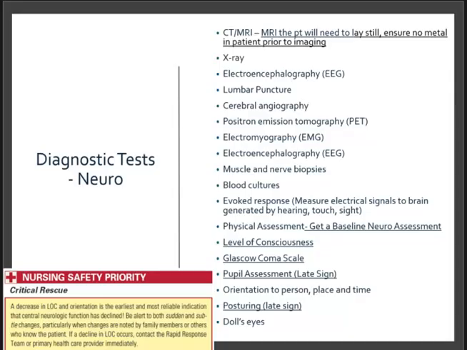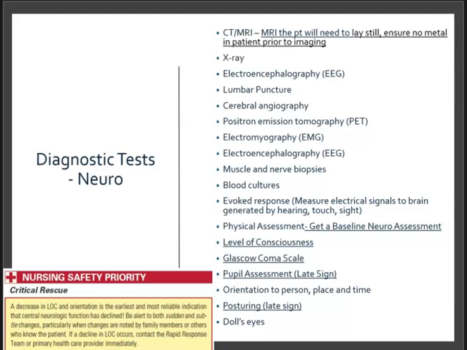So get a baseline neuro assessment. Make sure you're monitoring that level of consciousness. Did they come in alert and oriented, and then within the last hour, they are going more lethargic? The Glasgow Coma Scale is warranted as soon as they walk through that door. We need that baseline Glasgow Coma Scale to let us know if the patient is improving or getting worse.